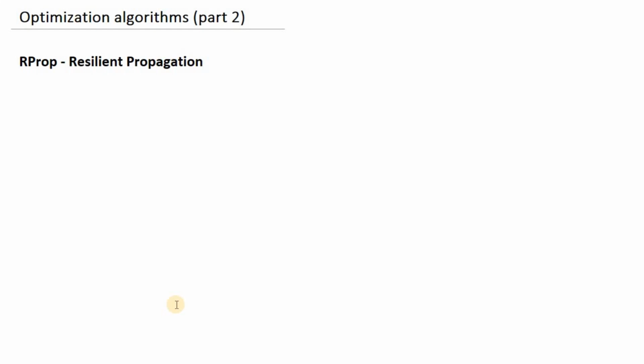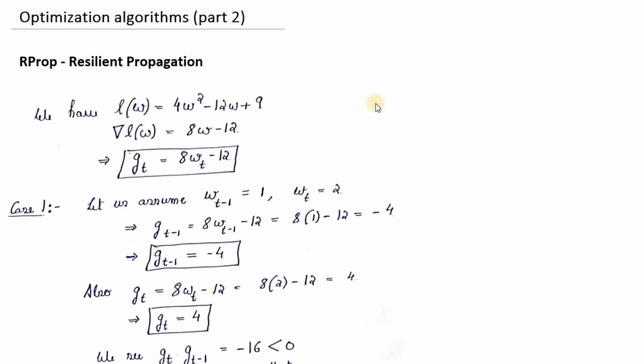The first algorithm we will be discussing is the resilient propagation algorithm, or RProp algorithm. We will discuss its working with the help of a small numerical example first. So let's consider the same loss function as we did previously. This was the loss function we had, and this is the gradient of the loss function, and we were able to write it in this form because we assumed G as grad of L(W) in the previous video.